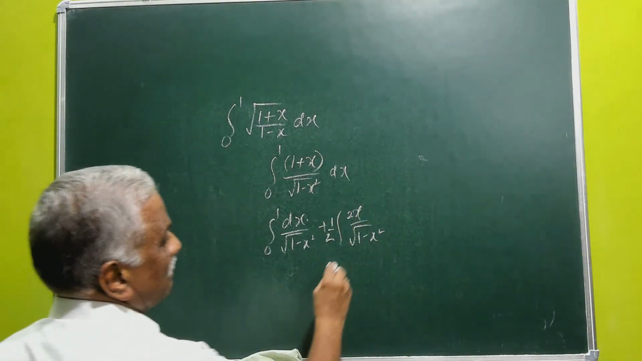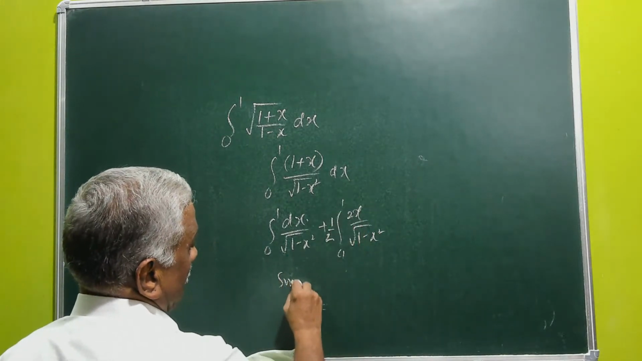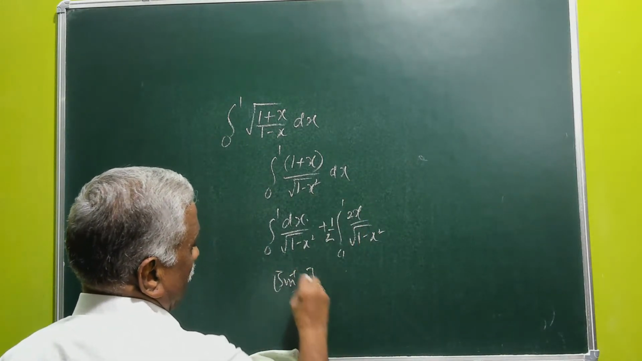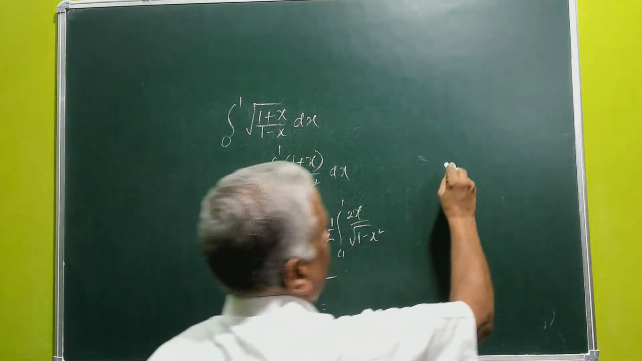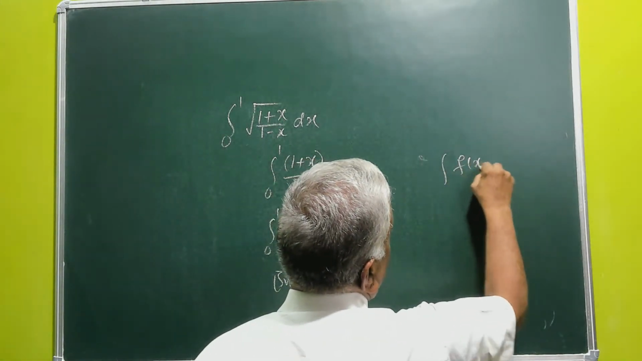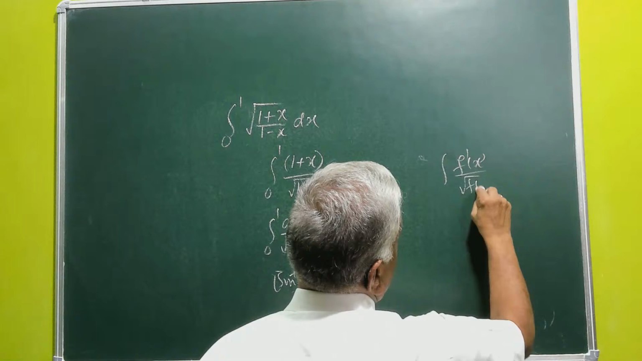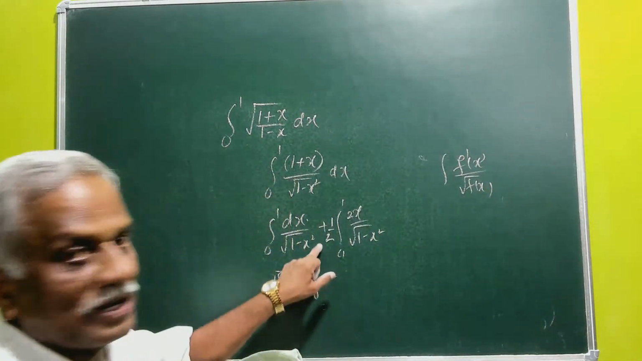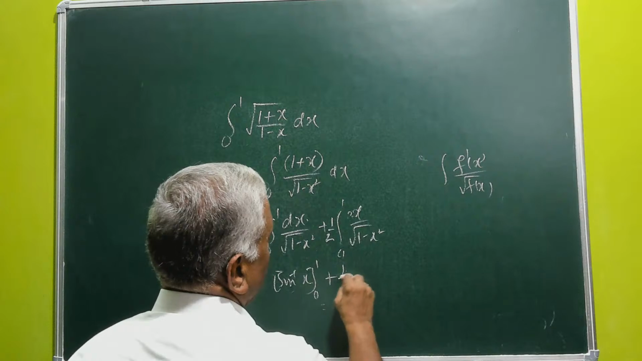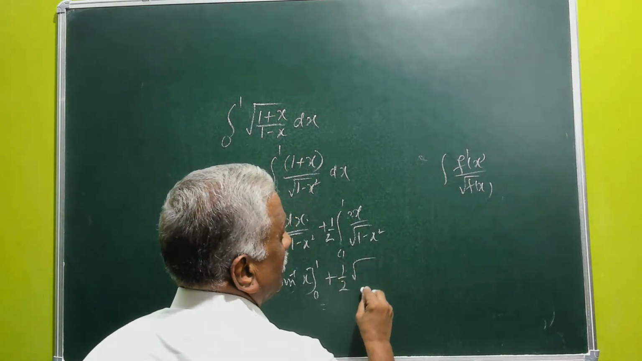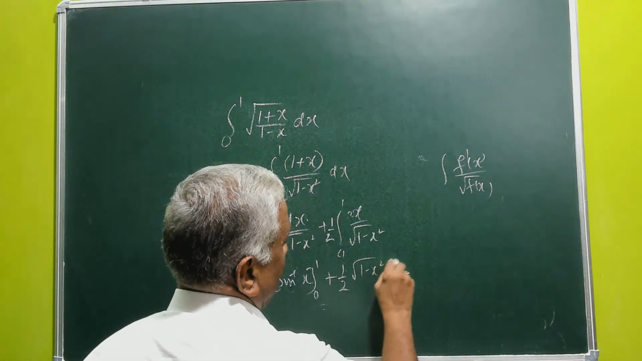So this is sin inverse x, put it 0 to 1. And this is f of x over f dash of x over root of f of x. So this adjustment you should learn. I need 2x, so this is equal to half root 1 minus x square.